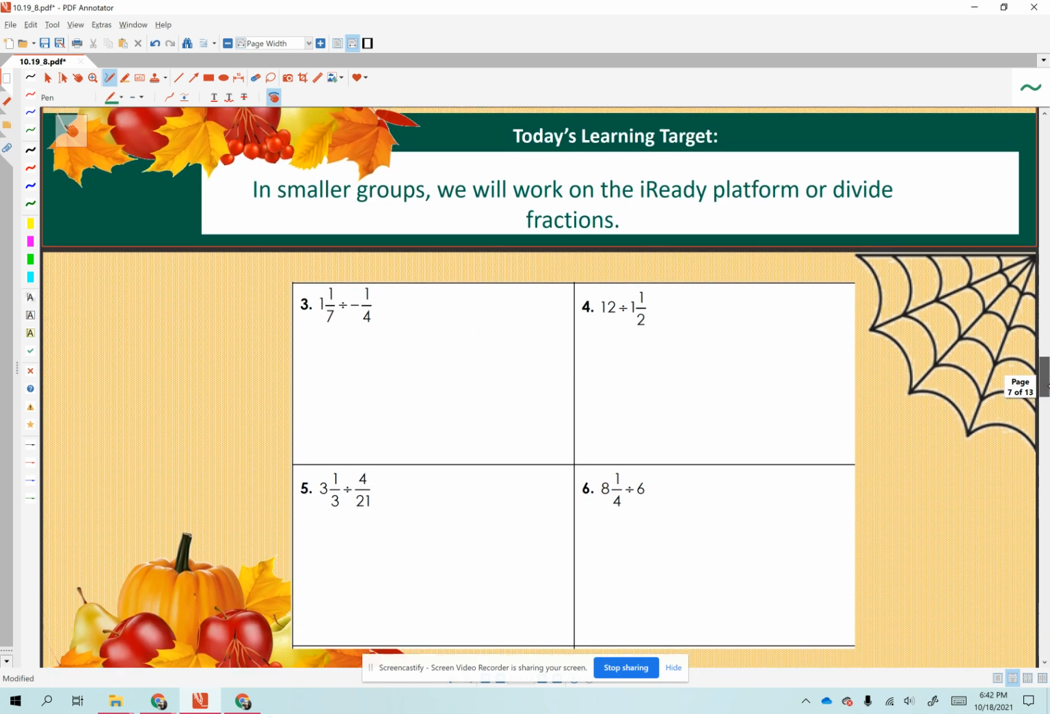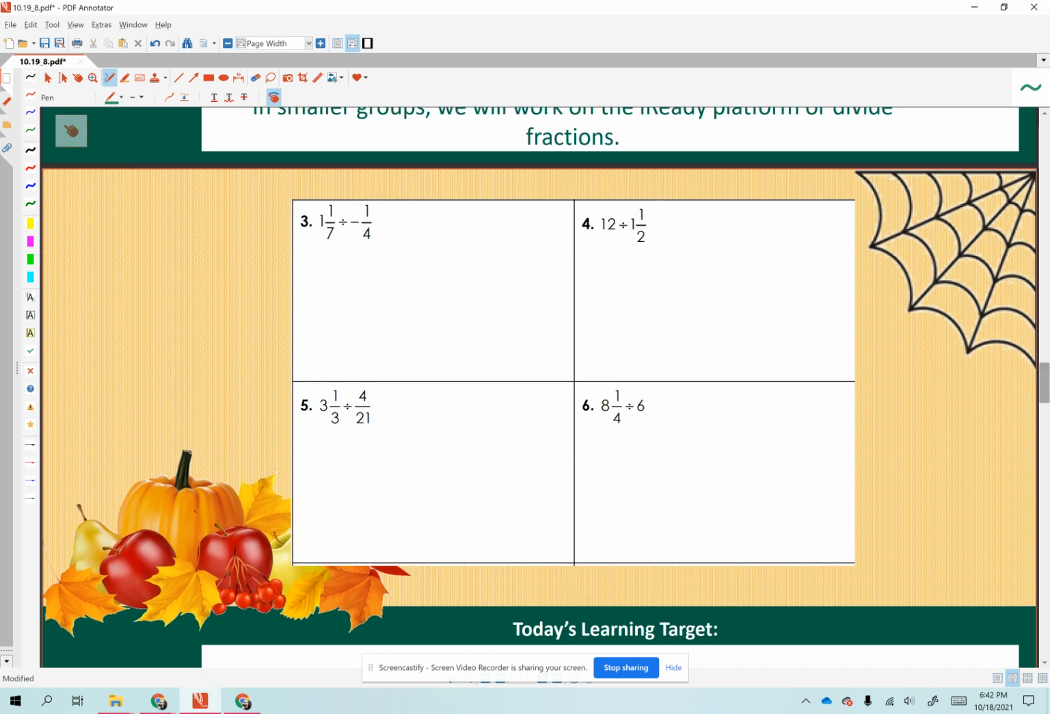So what I want you to do is pause the video, try them on your own, and then turn the video on and see how you did with your answer. So for number 3, we have 1 and 1/7 divided by -1/4. So this is going to be a positive divided by a negative. So our answer will be negative.